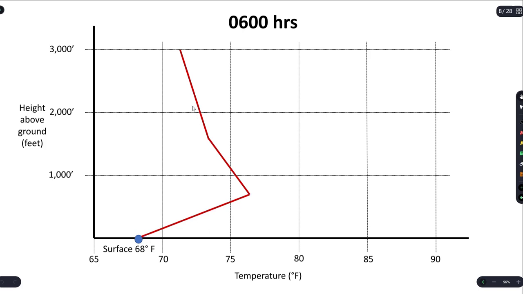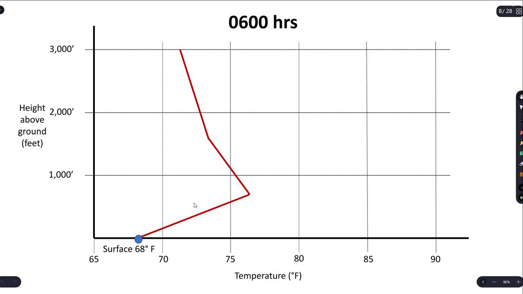0600 hours, we get to our morning briefing. I launched a weather balloon, and this is the temperature profile that is seen. Well, of course, at 0600 the sun starts to rise as well. So at this time, our temperature is 68 degrees. Really, the biggest thing that's impacting the temperature change throughout this column of 3,000 feet of air is going to be the impacts at the surface.